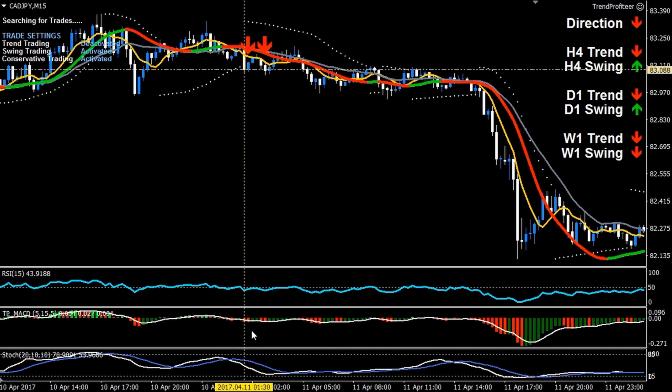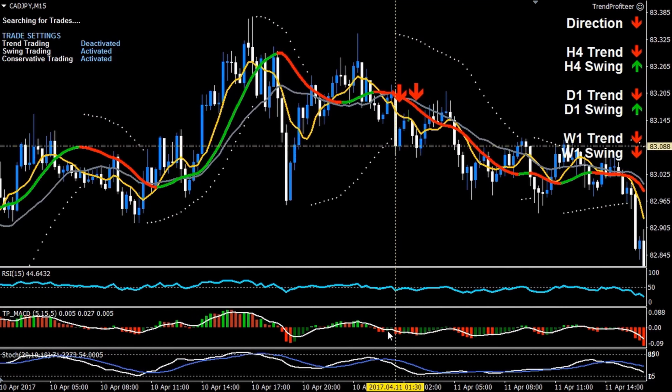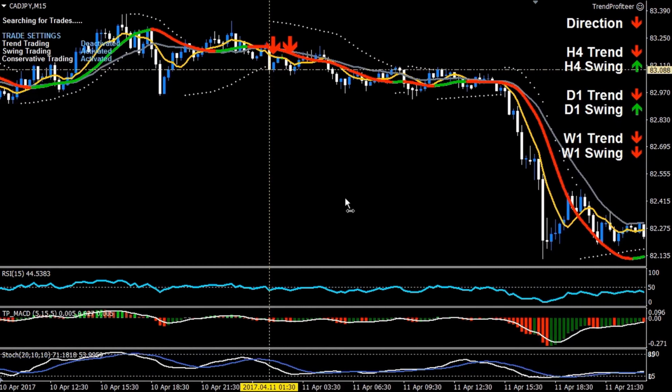The MACD histogram must have at least 2 consecutive green histogram bars followed by a red histogram bar that's below the zero line and below the signal line. And finally, the white stochastic line must be below the blue stochastic line. If we move this over a little bit, we can see here the green histogram bars here and a more clearer view of the red histogram bar being below that signal line.